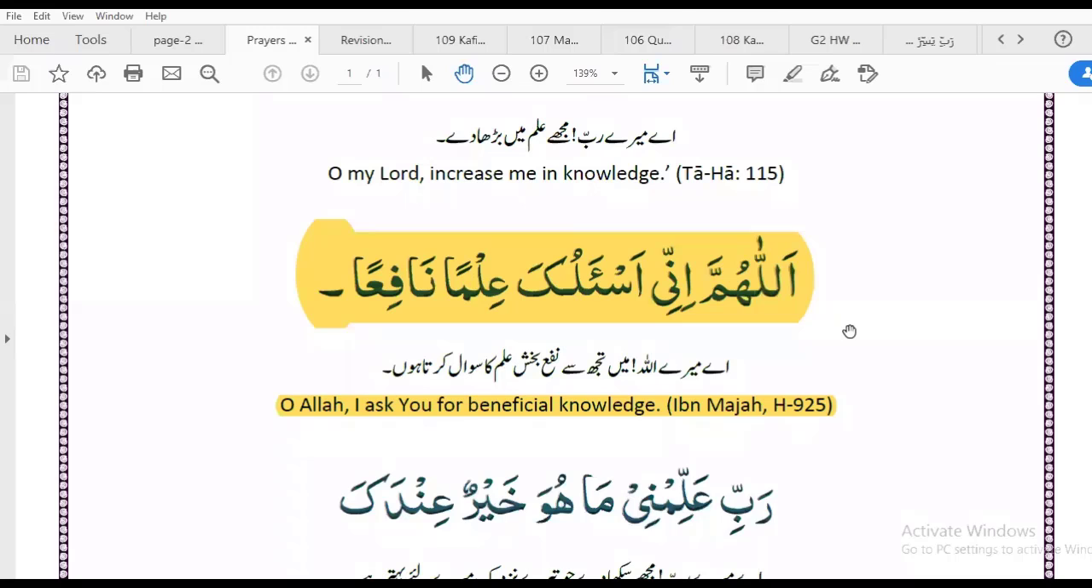Okay, well done. Excellent. So you didn't need my help there, which was really nice, and you read really nicely. Okay, and can you read the translation for me now? Oh Allah, I ask you for beneficial knowledge. Well done. Excellent. And that's from Ibn Majah, hadith number 925. Excellent. Well done. Jazakumullah for your help.